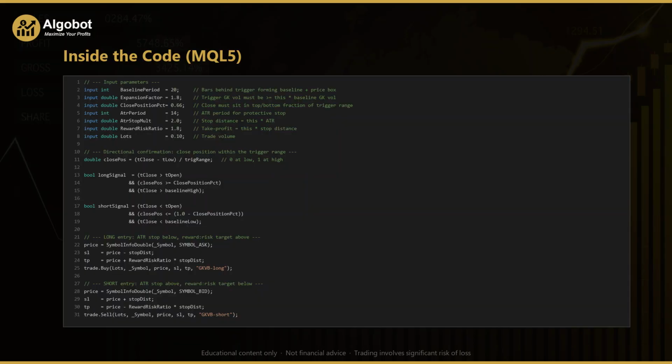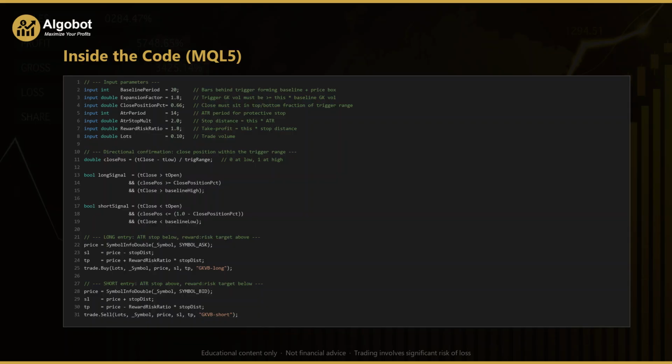On screen is the heart of the MetaTrader 5 code. At the top are the input parameters you can adjust in the strategy tester. Baseline period sets how many bars form the volatility baseline and the price box. Expansion factor, defaulting to 1.8, is how much the signal candle's volatility must exceed the baseline. ClosePositionPct, at 0.66, controls how close to the extreme of its range the candle must finish. ATR period, ATR stop multiple, and reward risk ratio govern the stop and target, and lot sets the trade size.